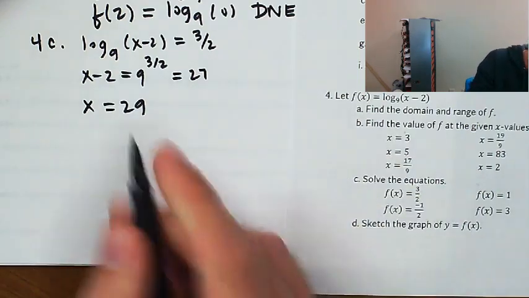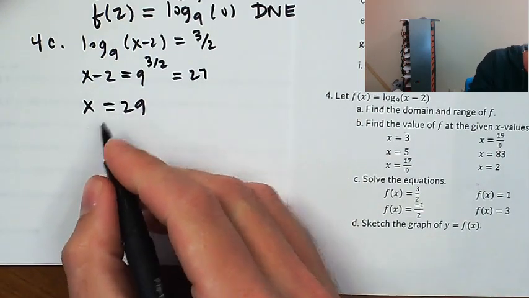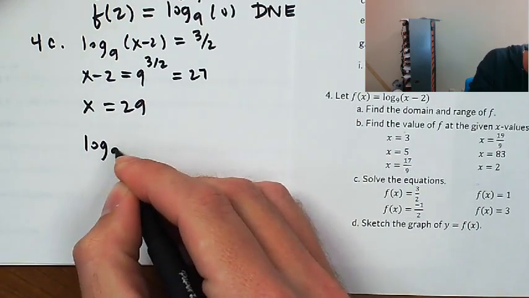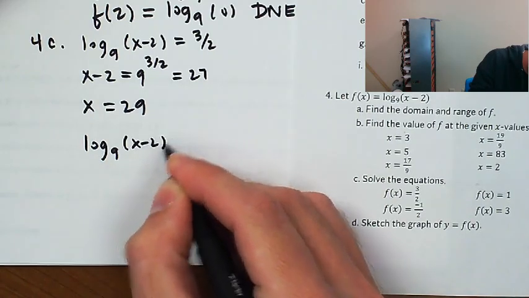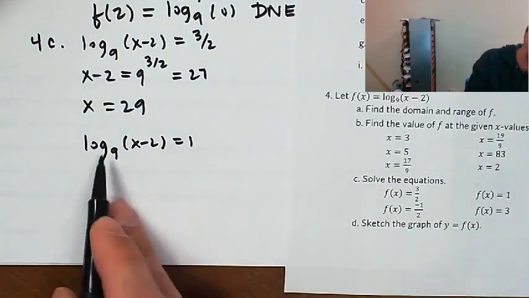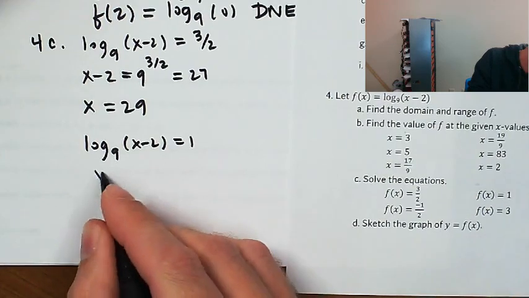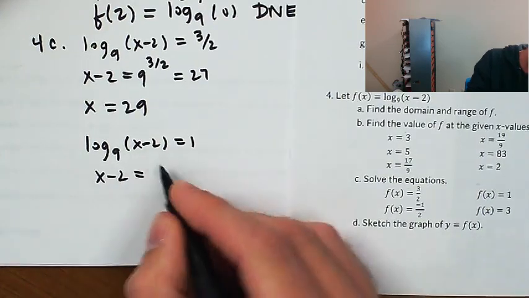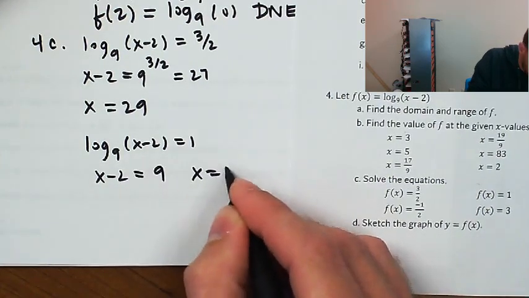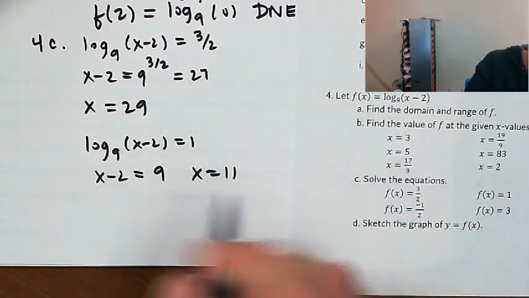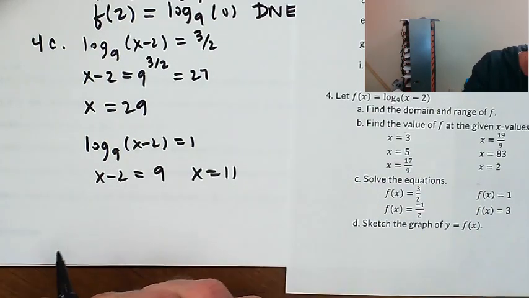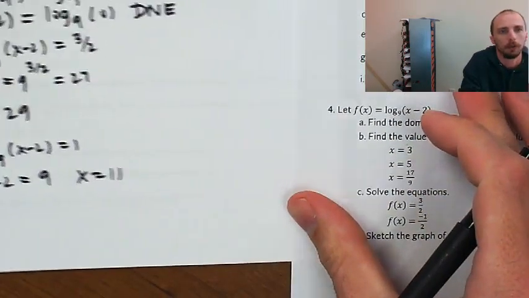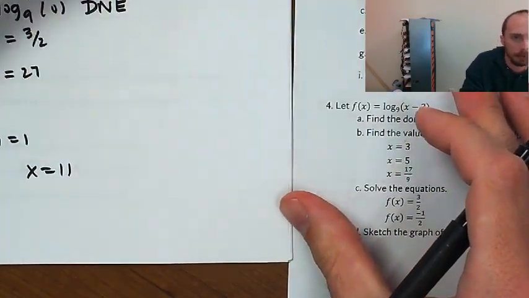All right, there's only 4 of these, so f of x equals 1. That'll be log base 9 of x minus 2 equals 1. I'm going to take 9 to both sides power, so that's just x minus 2 is 9 to the first. So that means x equals 11.